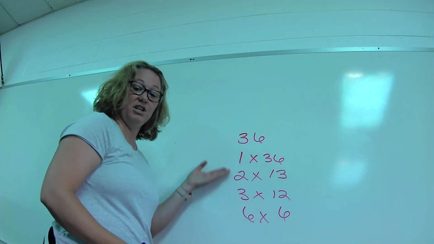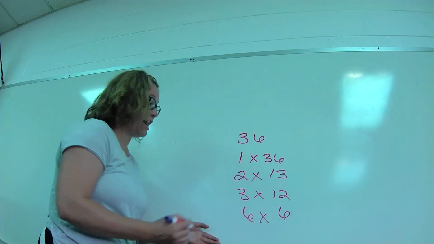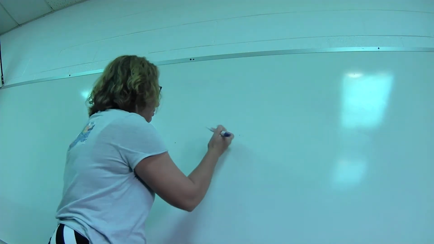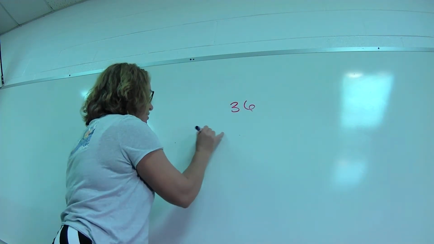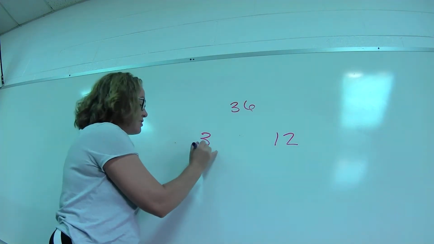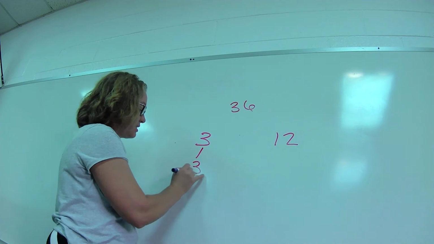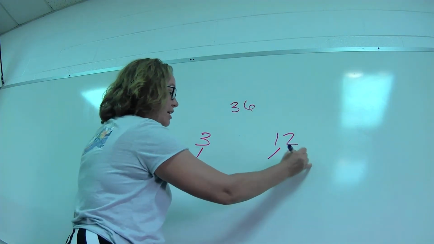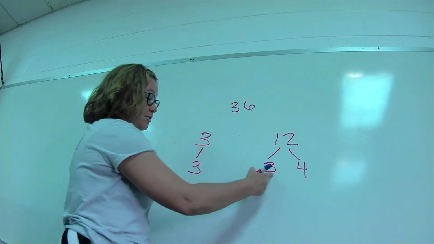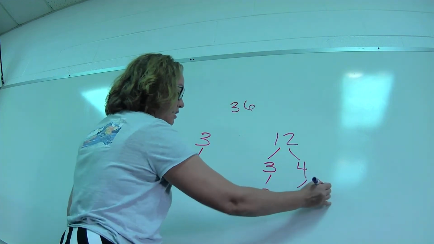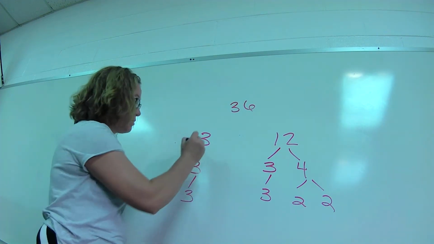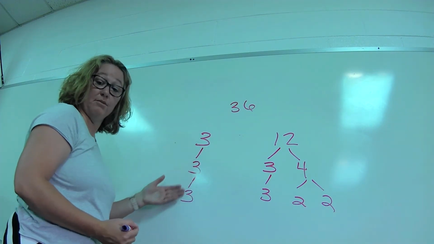We can take any of these pairs and find the prime factors. So let's take 3 times 12, okay? So let's put 36 up here. 3 times 12, all right? Factor out 3. Well, 3 is prime, so let's just bring that tree down to 3. 12, to get 12, I get 3 times 4. 3 is already prime, but 4 is 2 times 2. And you want to have your branches even. That's why, even if we're already prime, we just bring the branch down.